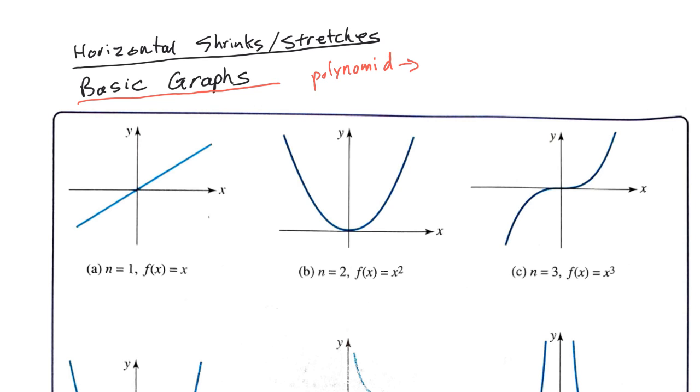These are of the form y is equal to f of x, which is just x to the n. So when n is 1, this one here is linear. For n is 2, this is parabolic. So we call this a parabola or quadratic.